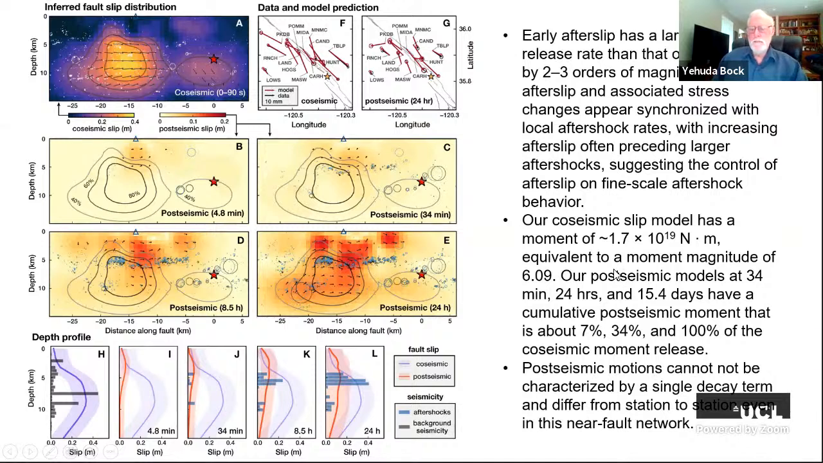the post-seismic model at 34 minutes, 24 hours, and 15.4 days have a cumulative post-seismic moment of 7%, 34%, and 100%. That means after 15.4 days, the moment release, or the amount of energy that's released, is 100% of what was released during the earthquake itself. So in order to know how much strain is released during an earthquake, you have to be able to take into account the motion that occurs after the earthquake, as you go from the co-seismic period into the post-seismic period.